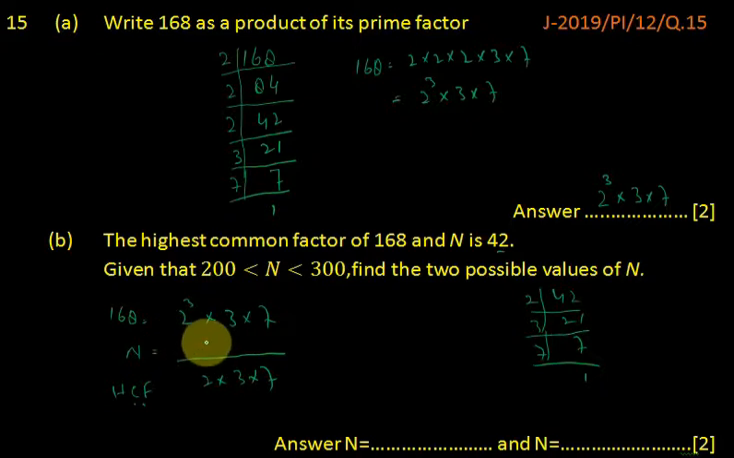So one possibility is that the 2 is here because it is less than the 2 cube, and so we take 2 as HCF. And if n had 2 to the power 4, we would still take 2 to the power 3 as HCF, because we take the common prime with the least power.